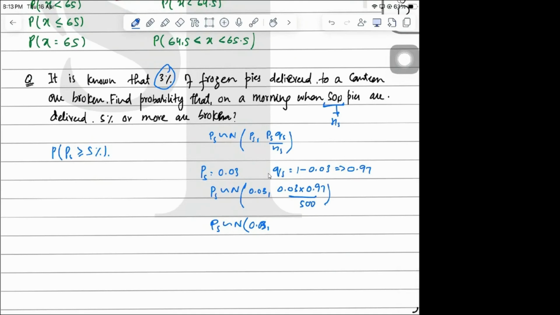The variance is 0.0000582. Variance is 0.0000582.